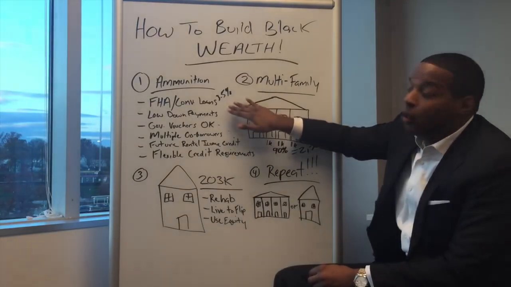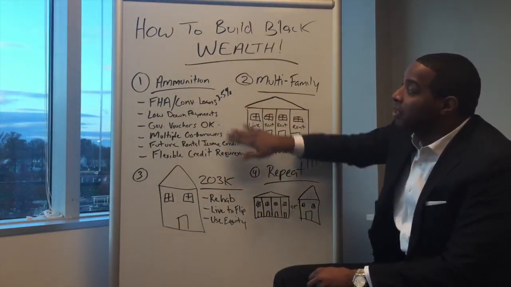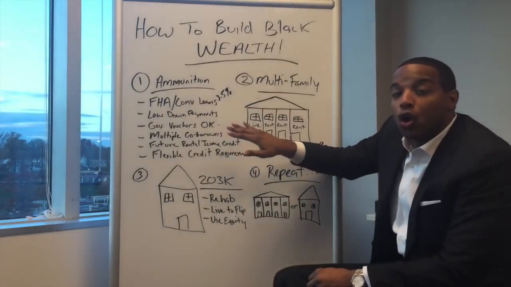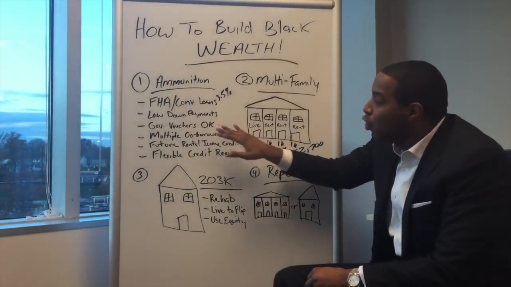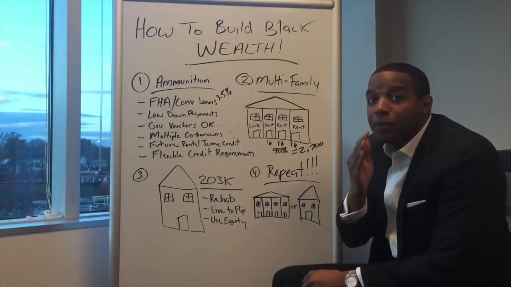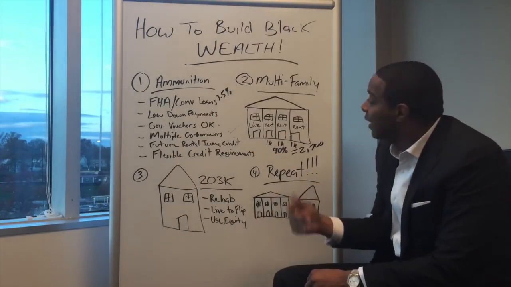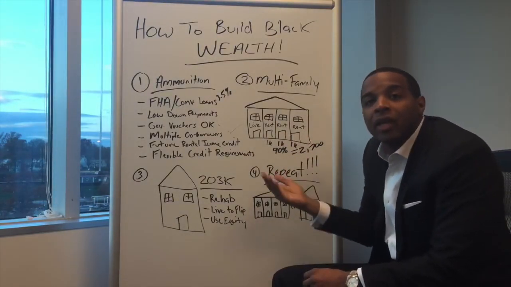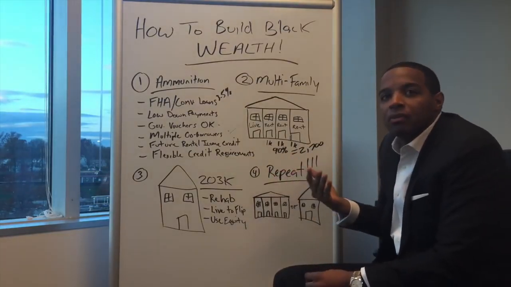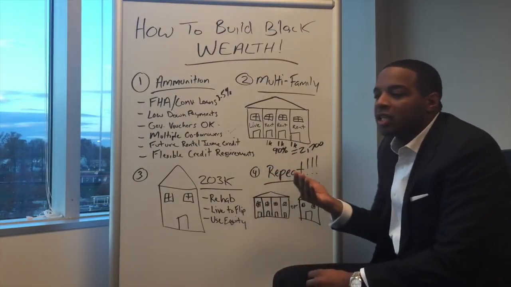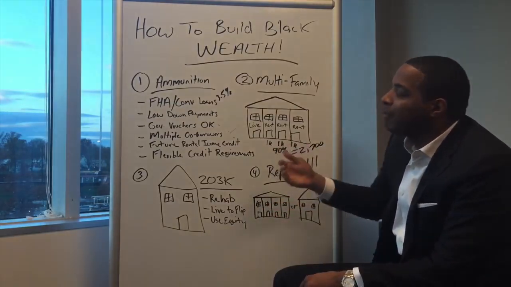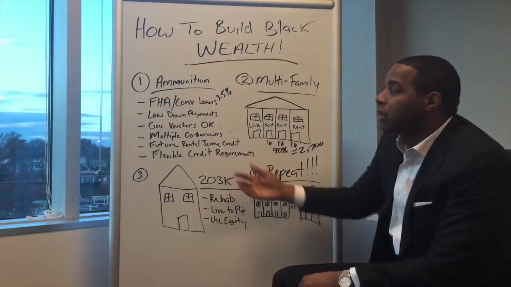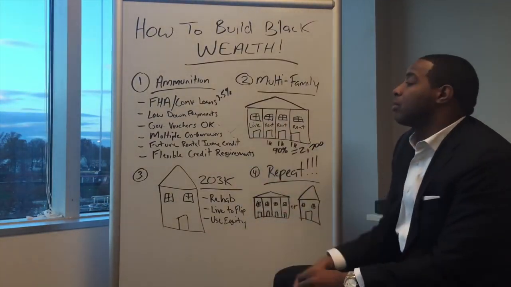Again, FHA loans as low as 3.5% down payments. Government vouchers are okay. Multiple co-borrowers are okay. Nothing stops you from getting together with your family and saying, hey, let's go in on a 4-family together and let's do something substantial. Let's stop playing around, right? You gotta want to get out of poverty, or want to get out of middle class, or want to get out of the rat race. So you gotta make sacrifices and be disciplined in order to do these things. And then also you get the future rental income credit.